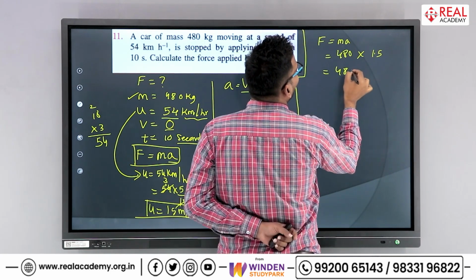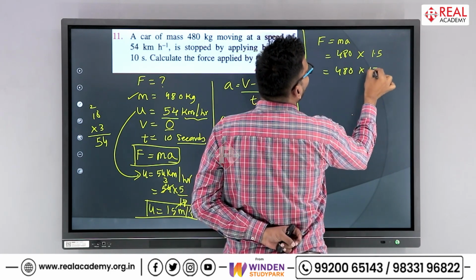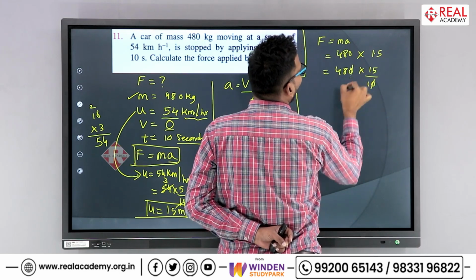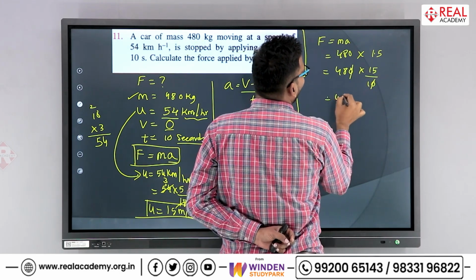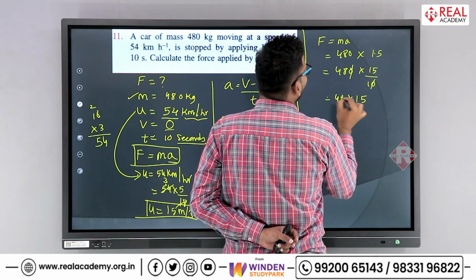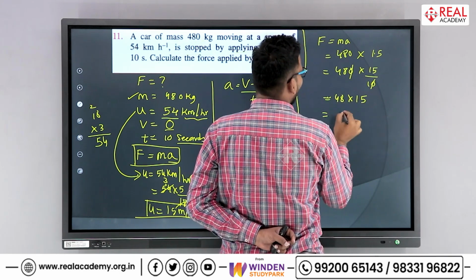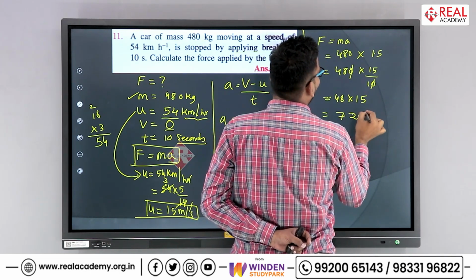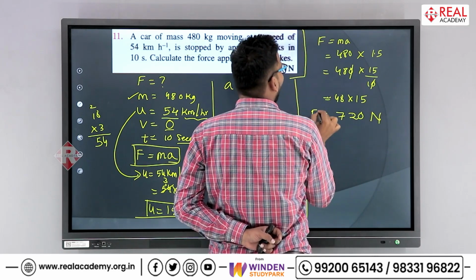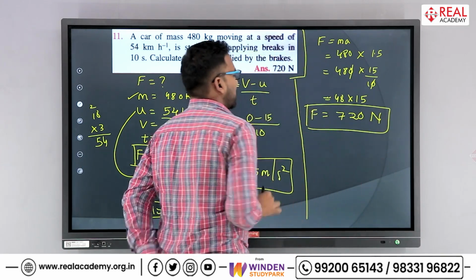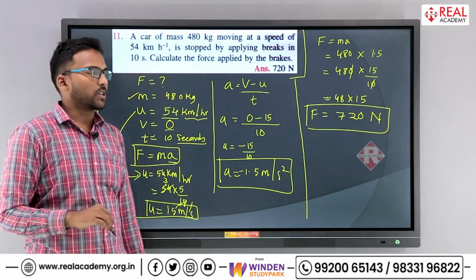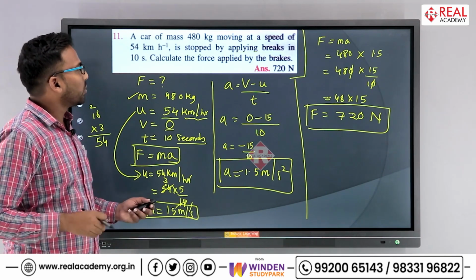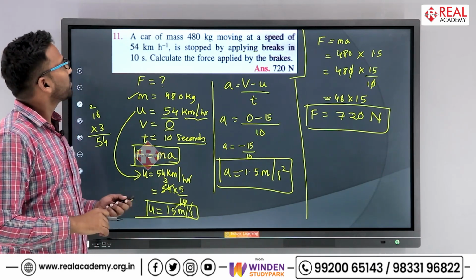This is 480 into 15 by 10. So that is 48 into 15, which is nothing but 720 Newton. The required answer is 720 Newton. Getting? Okay? Chalo. Next question.